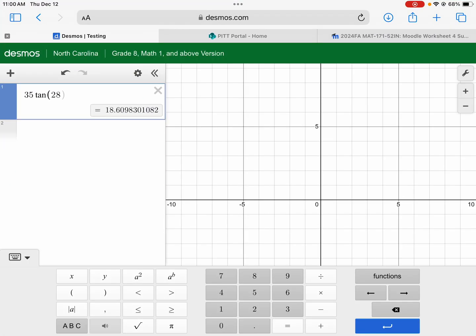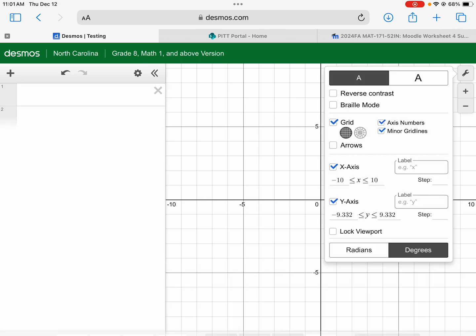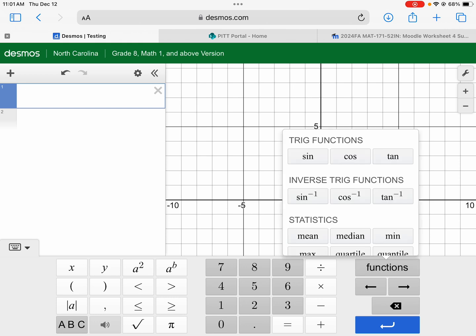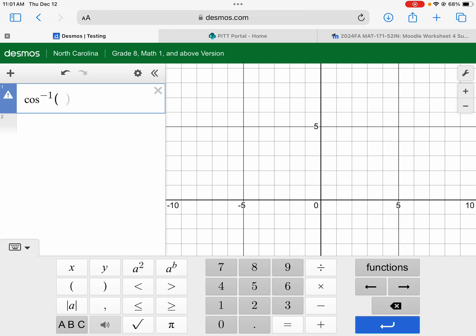Let's go see what it looks like in Desmos. I'm going to clear that first one out. In Desmos, to get that inverse, go under that functions menu, and you see right there at the top, it has your inverse trig functions. We needed cosine, so I'm going to select cosine, 16 divided by 35. And again, we see we get that answer. It's the same one we got from the calculator.